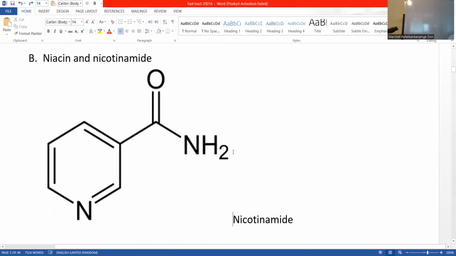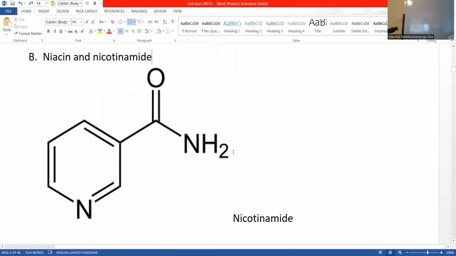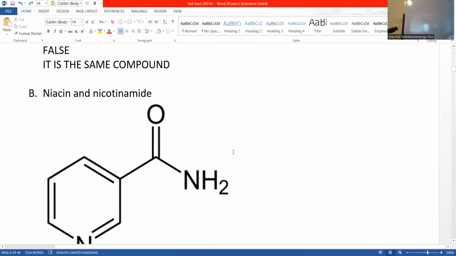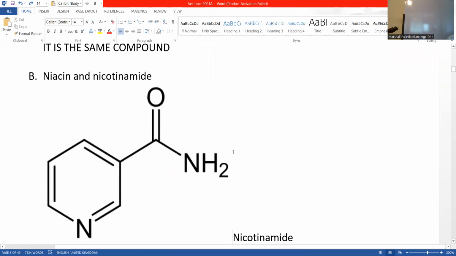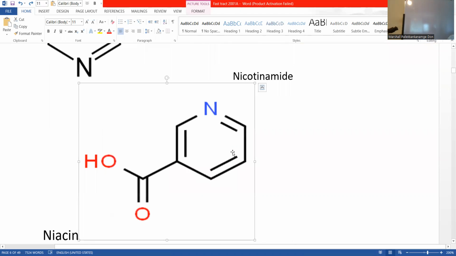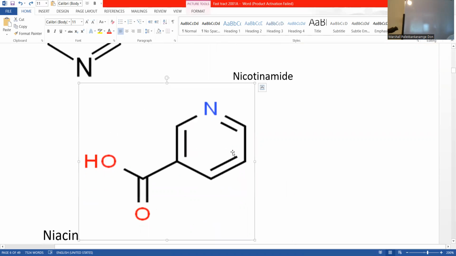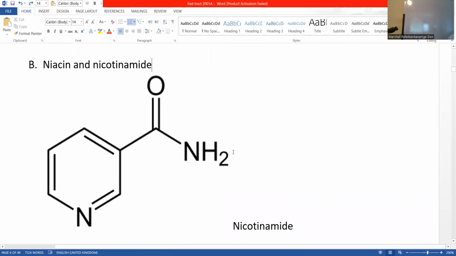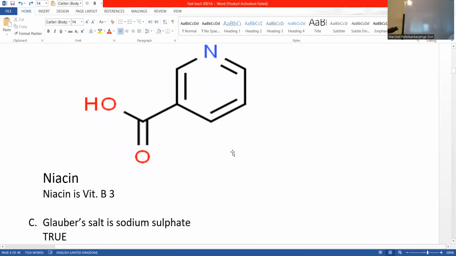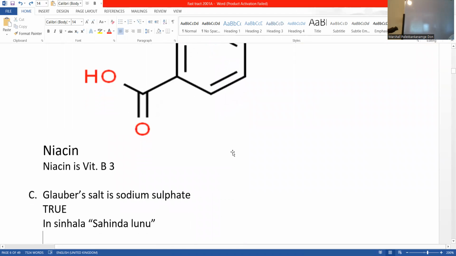Then the niacin and nicotinamide. See the structure. This is niacin. And one is nicotinamide. This is the amide part here. This is niacin. So obviously they are two different compounds. So the answer should be false. Niacin is vitamin B3.